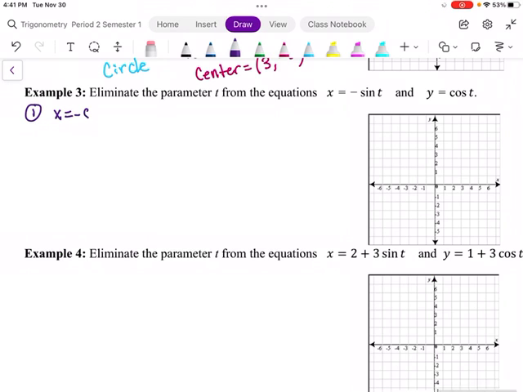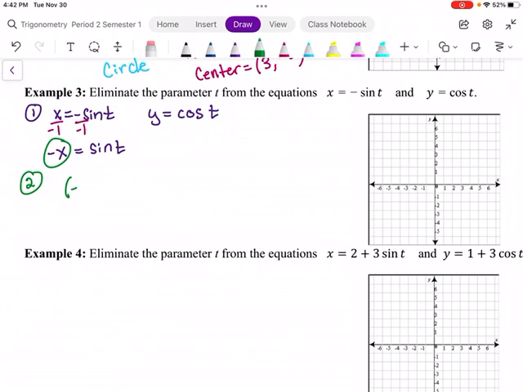Alright, so for this one, our step 1, we need to get sine and cosine by themselves. That means we're going to divide by negative 1 for our first equation, which will give us negative x equals sine of t. Our second equation is already in terms of cosine, so we don't have to do anything for that one. Then you should have substituted it into our Pythagorean identity. Once we've simplified, we would just have x squared plus y squared equals 1.